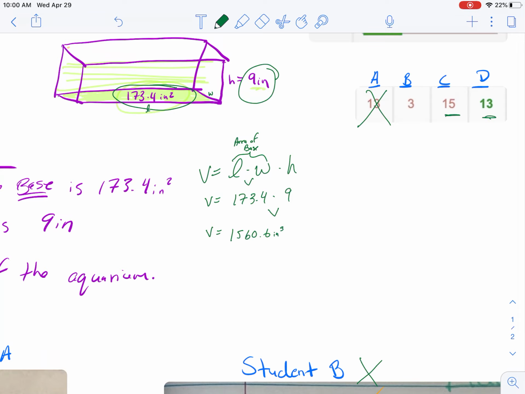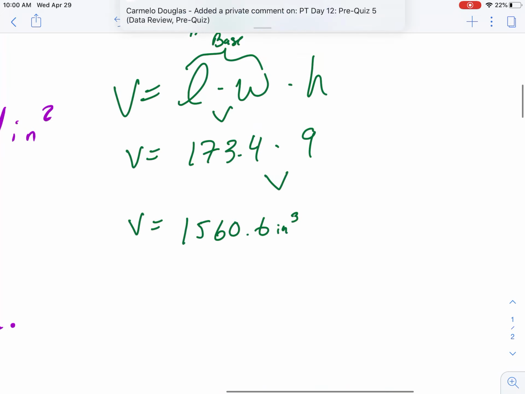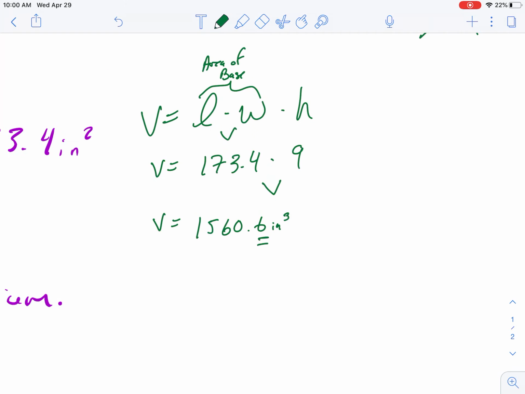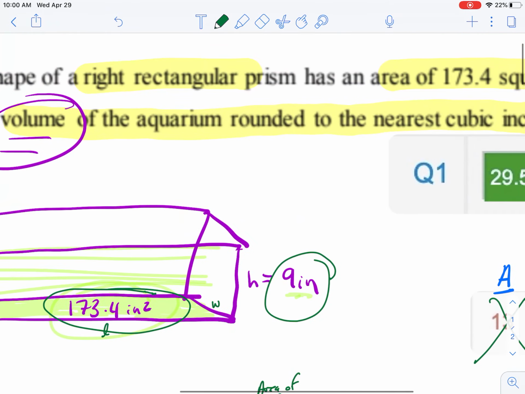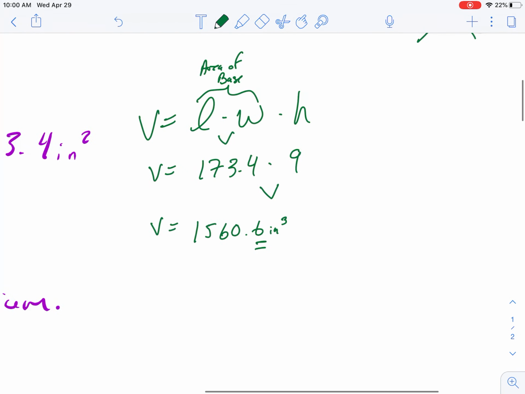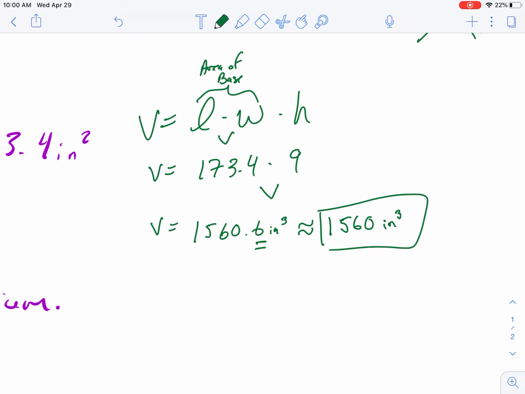And then we're left with C and D. Now, and this might be a little bit embarrassing, but a lot of us were not correctly rounding, guys. We needed to make sure that it said to round to the nearest cubic inch. If we round to the nearest cubic inch, it's 1,560 inches cubed, which was answer D.